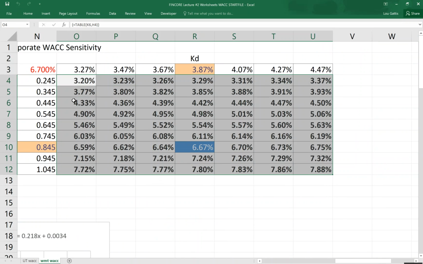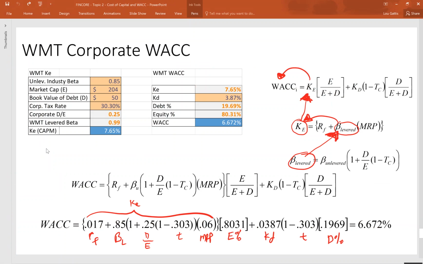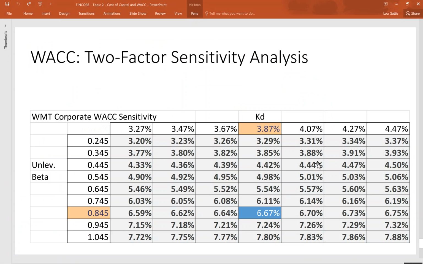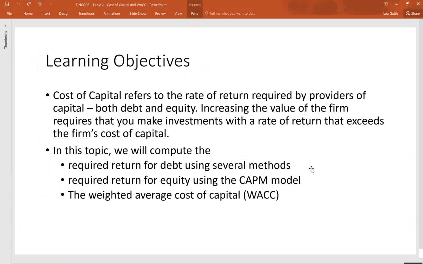So this allows me to do a two-factor sensitivity analysis on WACCs. All right, so there we go. That's how you calculate the weighted average cost of capital for a company and do a two-factor sensitivity analysis for a table.